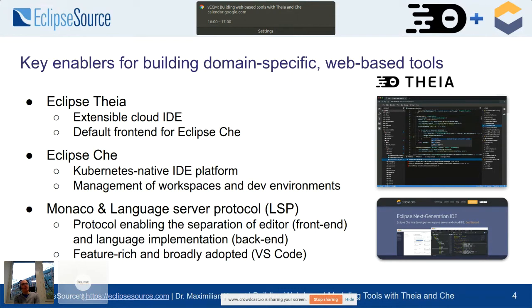Now, with those key enablers, we are at a state where you can build those kinds of tools with a reasonable effort that is not 1 or 2 orders of magnitude more than the effort you would have to spend to build the same with what we have available on the desktop based on Eclipse, so with RCP and EMF mainly.